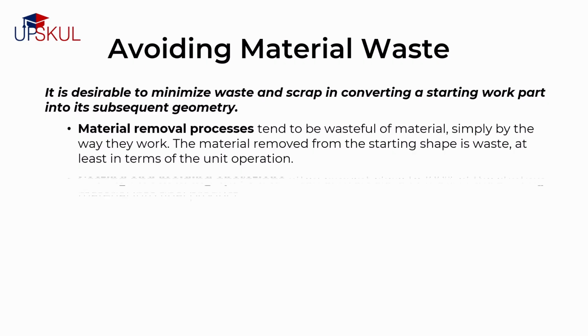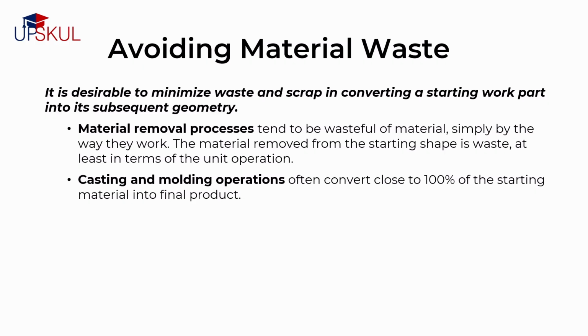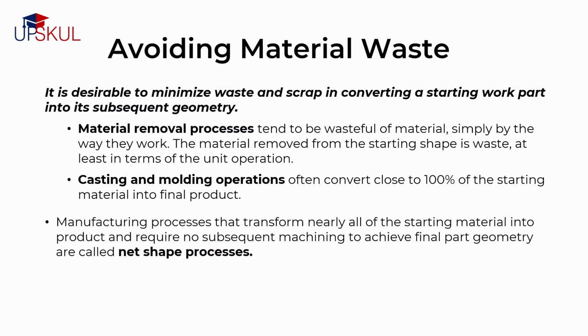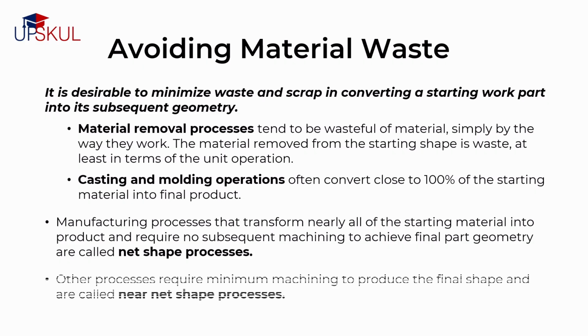Other processes such as casting and molding operations often convert close to 100% of the starting material into a final product. Manufacturing processes that transform nearly all the starting material into the product and require no subsequent machining to achieve final part geometry are called net shape processes. Other processes require minimum machining to produce the final shape and are called near net shape processes.